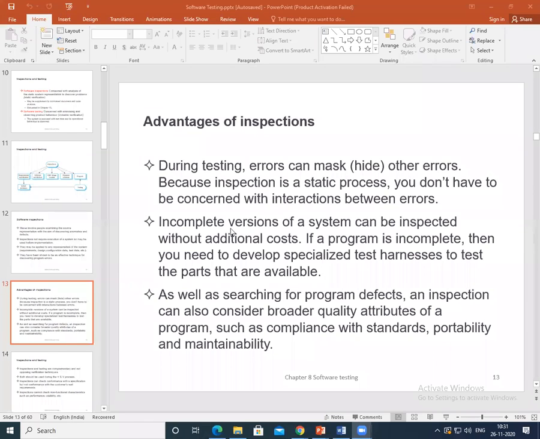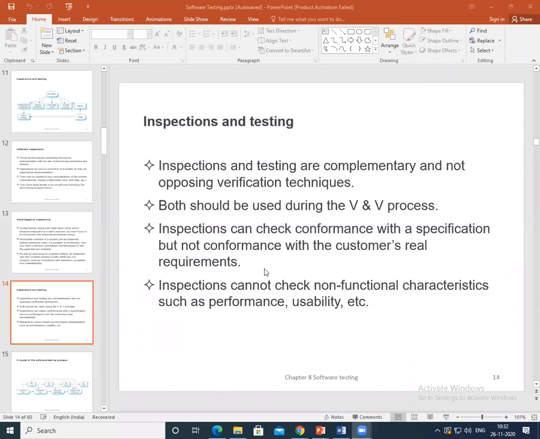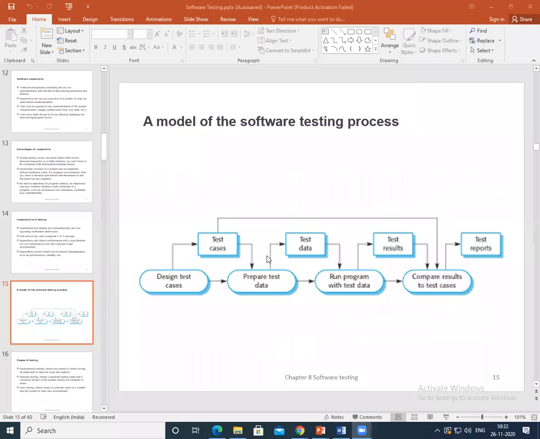So there is one more diagram where we have to see the abstract model of the traditional testing process. What is a traditional testing process? This diagram shows the traditional testing process, usually used in planning driven development.